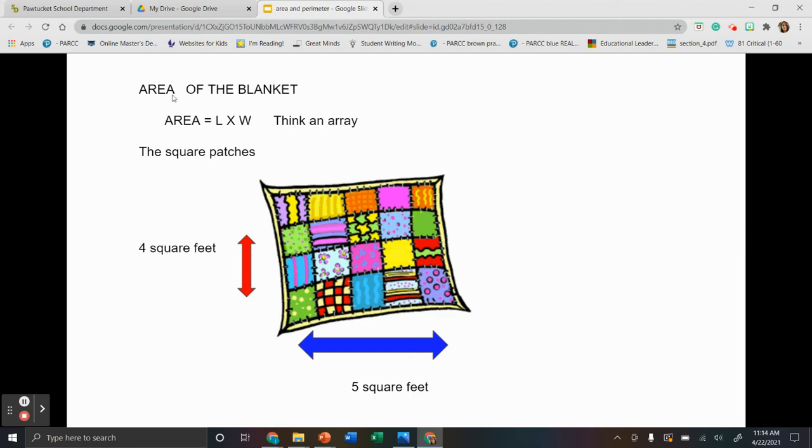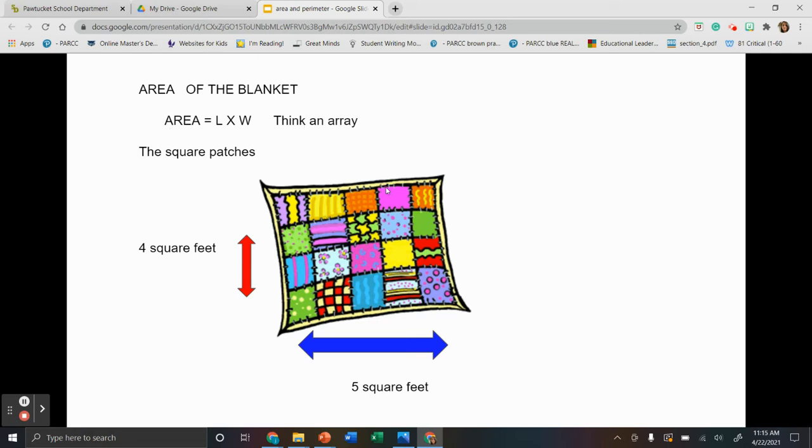So let's look at some real life examples, okay? Area of a blanket, all right? People that want to create quilts would want to know how big they want their blanket. So we're talking area. So it's length times width. And this is a great example of, I like to think area array. So area, we know arrays you have to multiply. Area you have to multiply, okay?